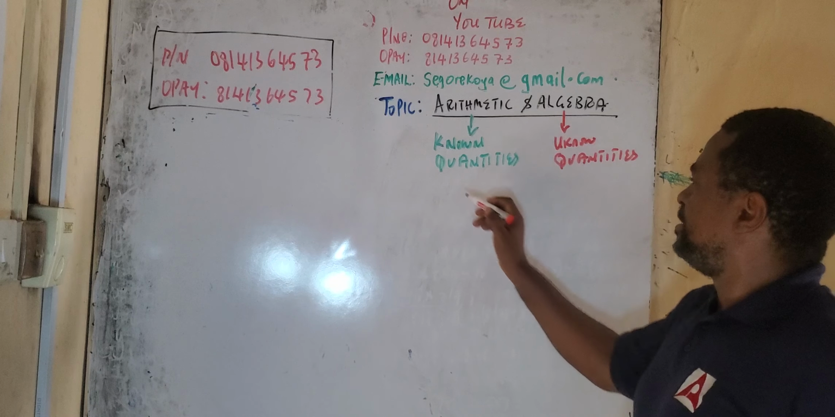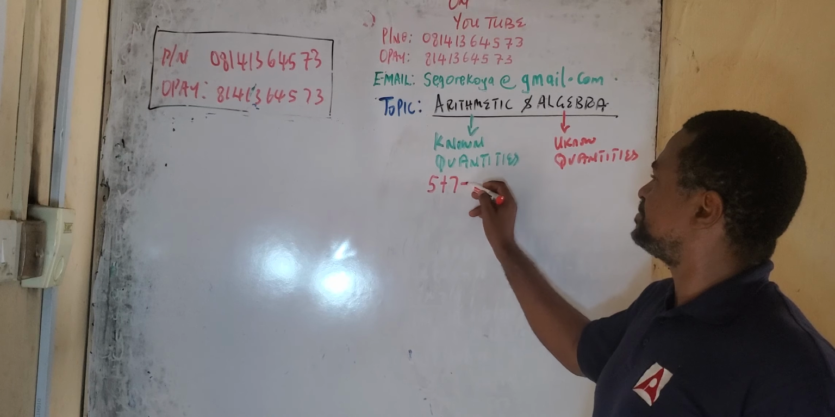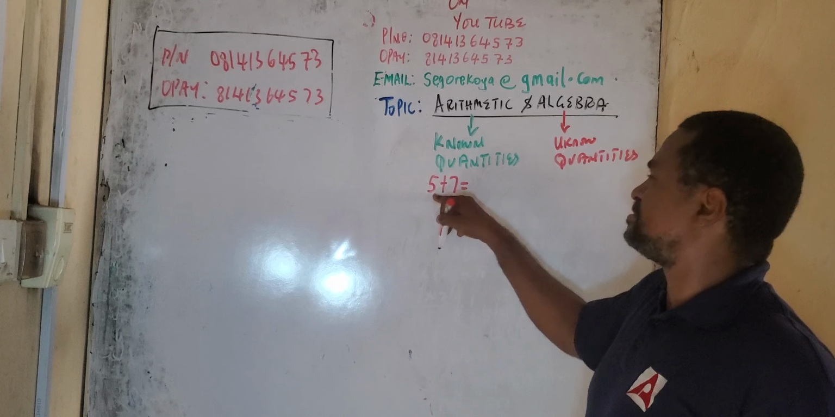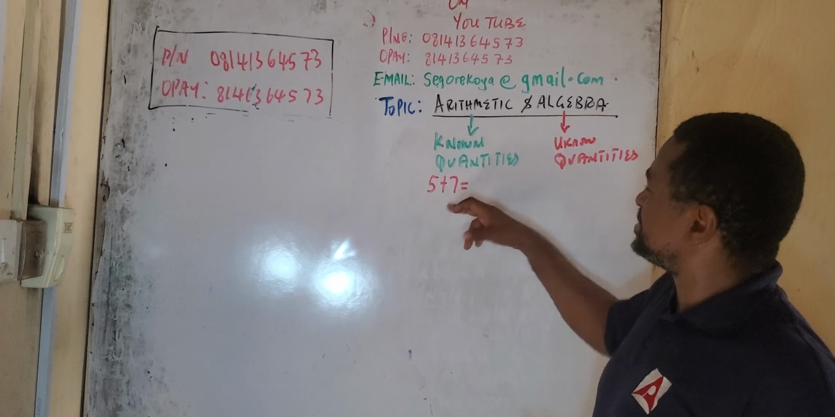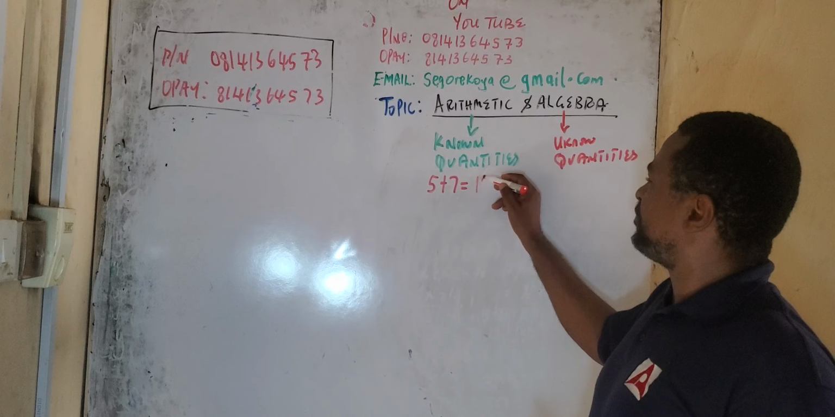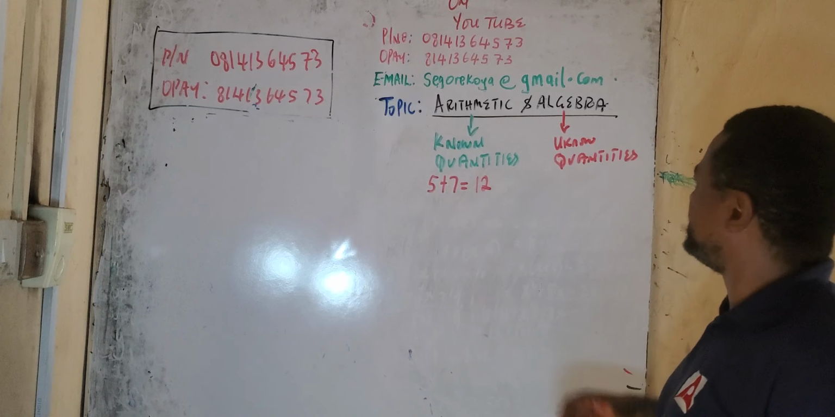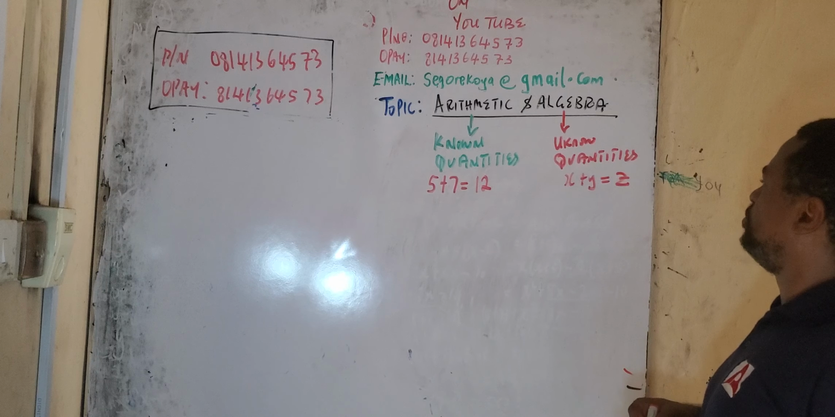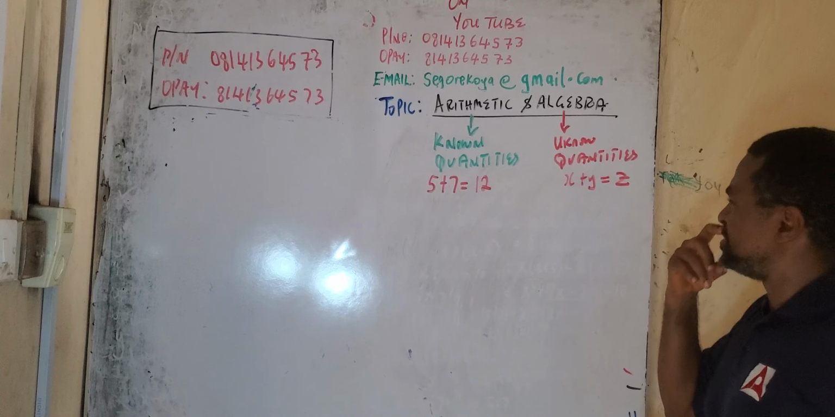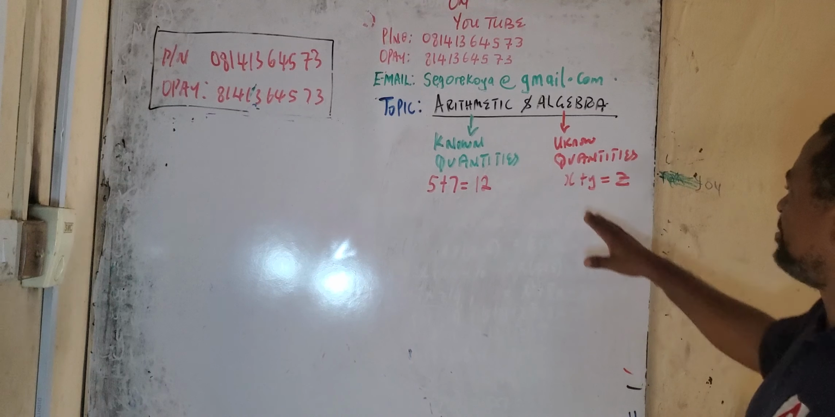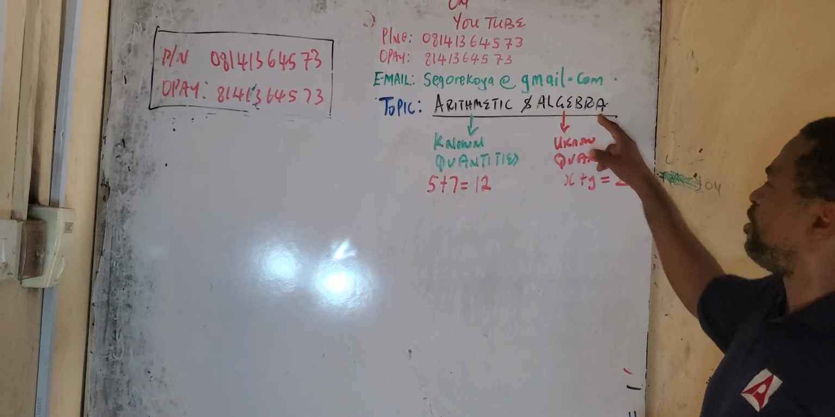Like for instance, if I write 5 plus 7, we know what 5 represents and we know what 7 represents. 5 represents, let's say, 5 objects. 7 represents 7 objects. When we now add 5 objects to 7 objects, we are going to have 12 objects. But in this case here, if I say x plus y equals z, we do not know the number x represents. We do not know what y represents. We don't know what z represents. So this kind of expression is in the realm of algebra.